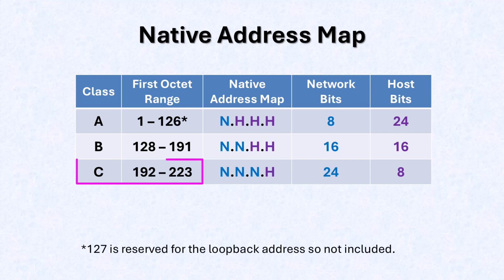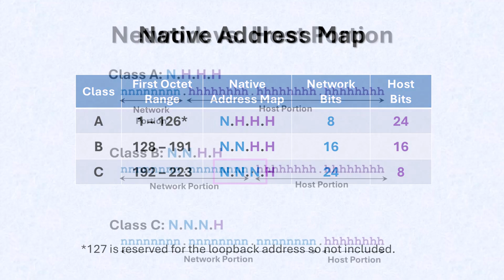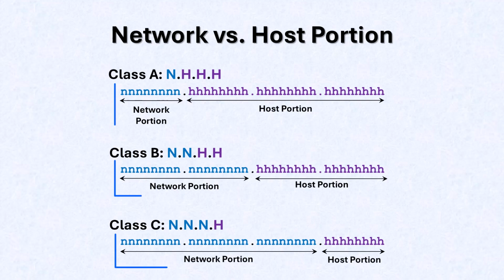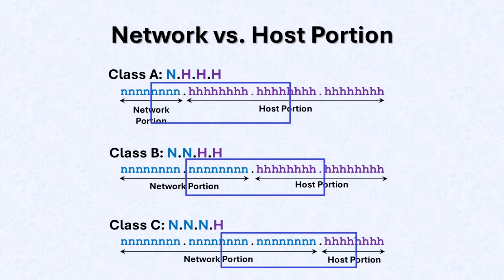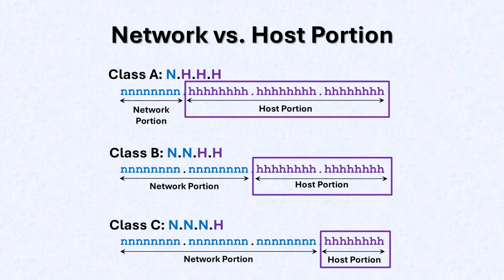Class C addresses have three classful octets. They are represented by using an uppercase N in each of the first three octets, octet 1, octet 2, and octet 3. Here we see how the network bits represent the network portion of the address, and the host bits represent the host portion.